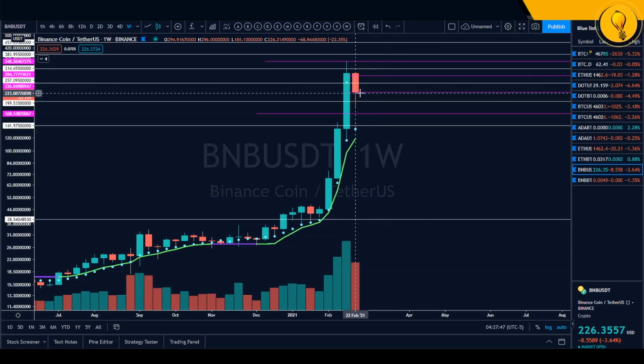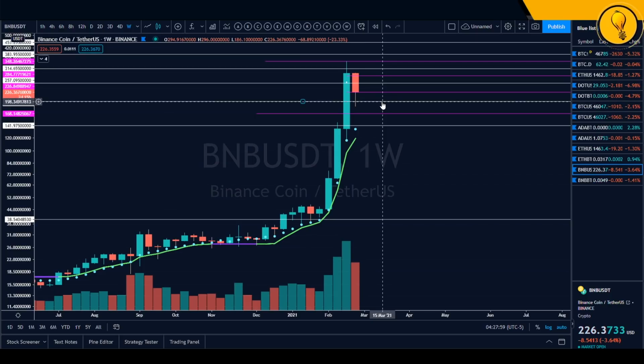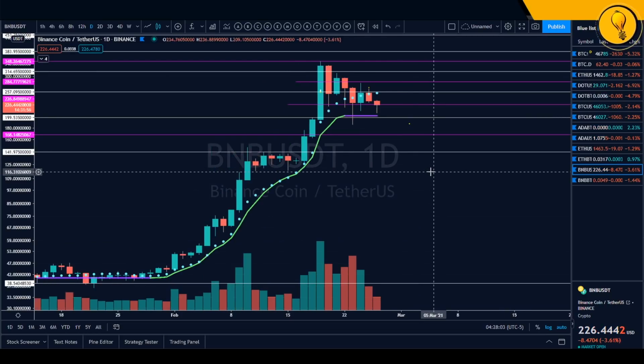But what you guys need to understand is if BNB closes underneath 257, we have essentially entered a new range of price action, the range being from 257 going all the way down to 198. But the weekly is looking decent right now, so let's get on over to the daily and see what the daily is telling us.